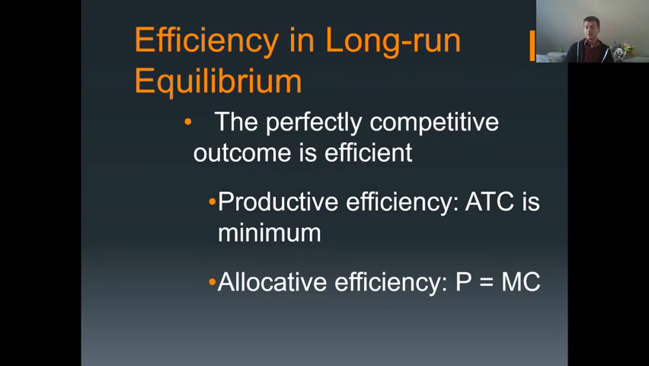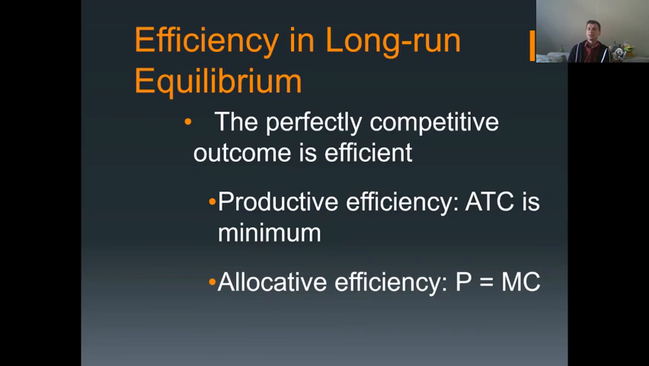Now, what does this mean for efficiency in the long run? The perfect competitor is the only completely efficient market. It's the only one. You have productive efficiency because your ATC is at its minimum in the long run. That's what we mean when we say productive efficiency. Your ATC is at a minimum. It's the only market structure that is going to have that. And it operates where your price equals your marginal cost. That is allocative efficiency.